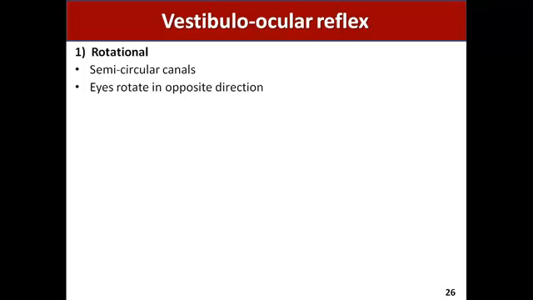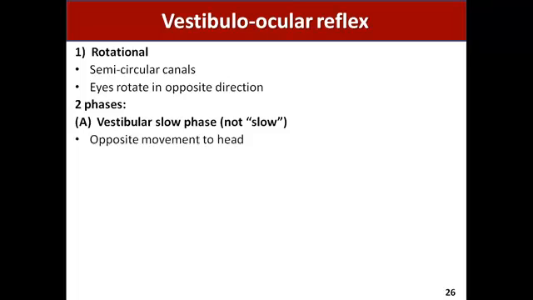So using the same example we had on the previous slide, if you have a book in front of you and you rotate your head while keeping the book stable, you're still able to read the pages, because as your head rotates to the right, your vestibulo-ocular reflex will trigger your eye muscles to rotate to the left. And there are two phases for this. There's the vestibular, what's called the slow phase. It's certainly not slow, but with respect to the second phase, it is considered relatively slow. This results in the movement of the eyes that's opposite to the movement of the head.